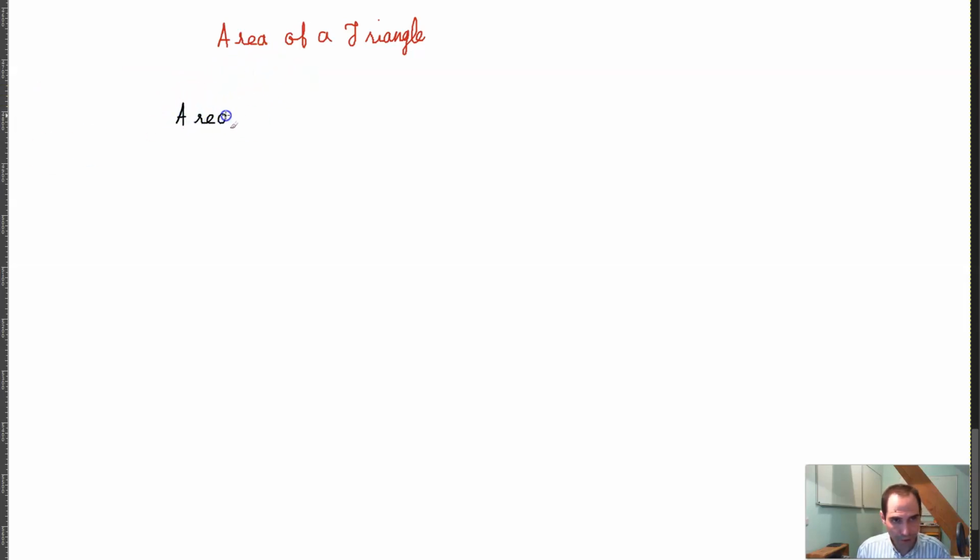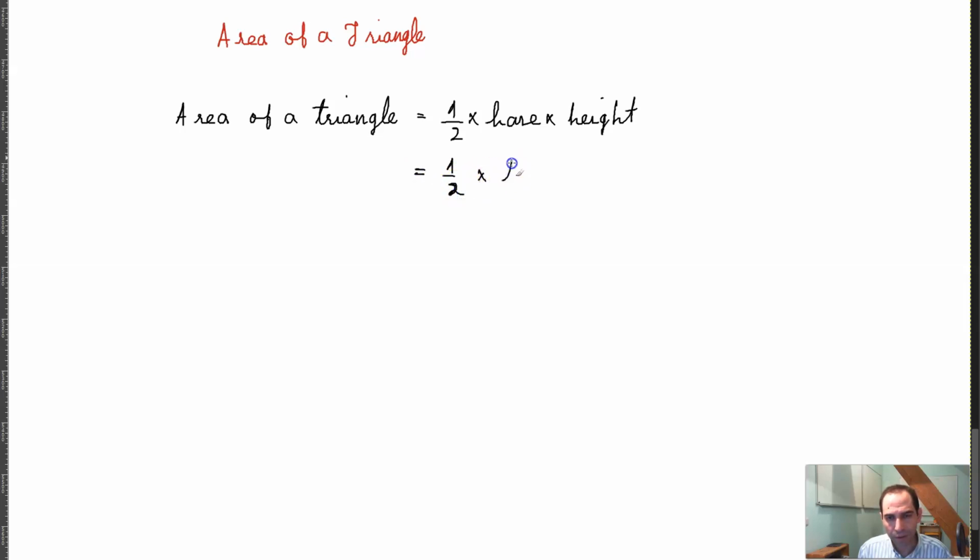First, we knew that basically the area of a triangle is equal to 1/2 times the base times the height, or to say it more precisely, you can say basically 1/2 times the base times the altitude.